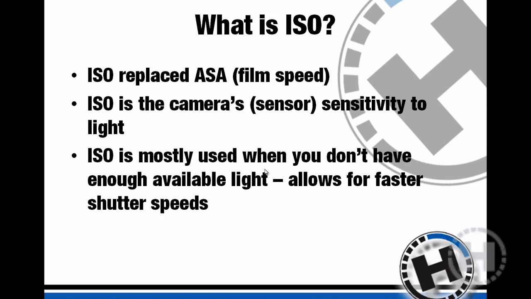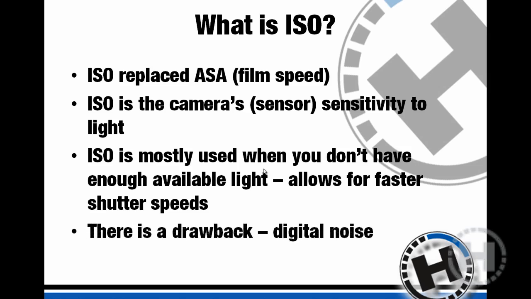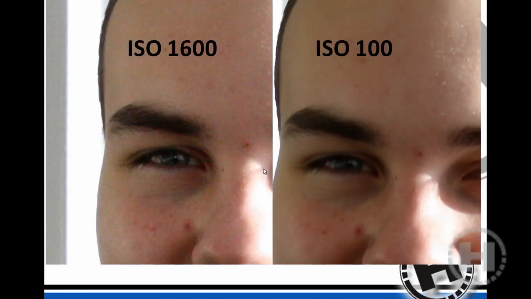So ISO for us is mostly used when you don't have enough available light. You're in a low light situation and you want to shoot something at the given aperture that you are at. ISO will allow us to hopefully get to a fast enough shutter speed to hand hold that shot. There is, however, a drawback, which is digital noise.